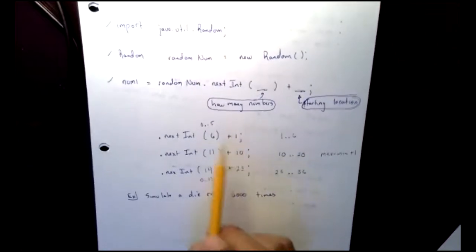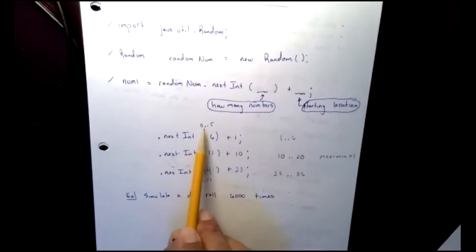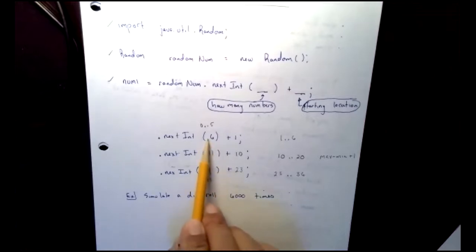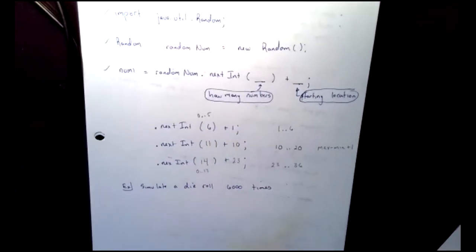And we looked at a couple examples. nextInt, if I want 0 to 5, well, if I want 6 numbers, that gives me 0 to 5. When I add 1, that would now give me 1 to 6. So if this generated the random number 3, I'd add 1 and I would get 4. And so on. We talked about if I wanted the numbers from 10 to 20, there's actually 11 numbers there. So when I do this, it gives me 0 to 10. When I add 10, it now gives me 10 to 20.